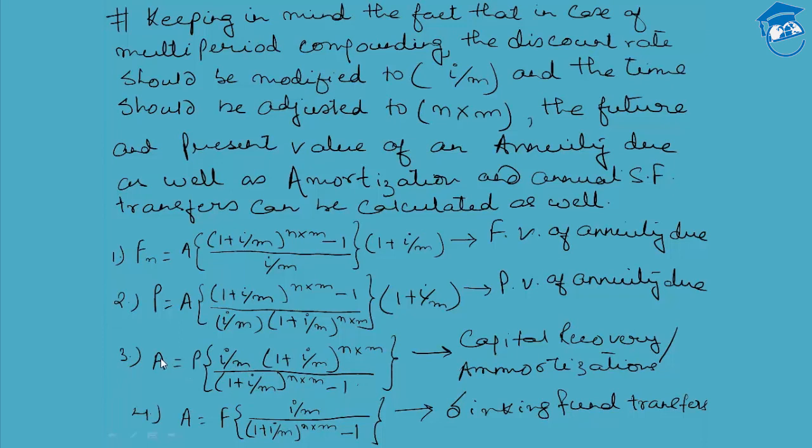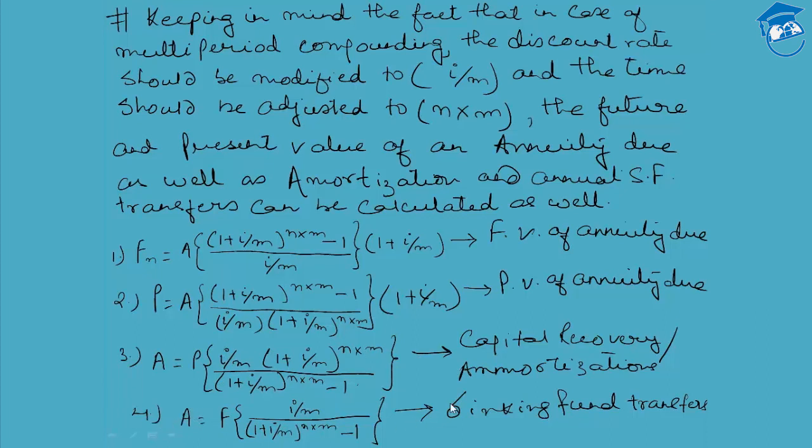So in the case of amortization, A, the amount of amortization, is equal to the present value of the loan, within curly brackets, i upon m into, within small brackets, 1 plus i upon m, bracket close, raised to the power n into m, within curly brackets, upon 1 plus i upon m, bracket close, raised to n into m, minus 1. So the entire mother formula is the same, with the only difference that i has been replaced by i upon m and n has been replaced by n into m.